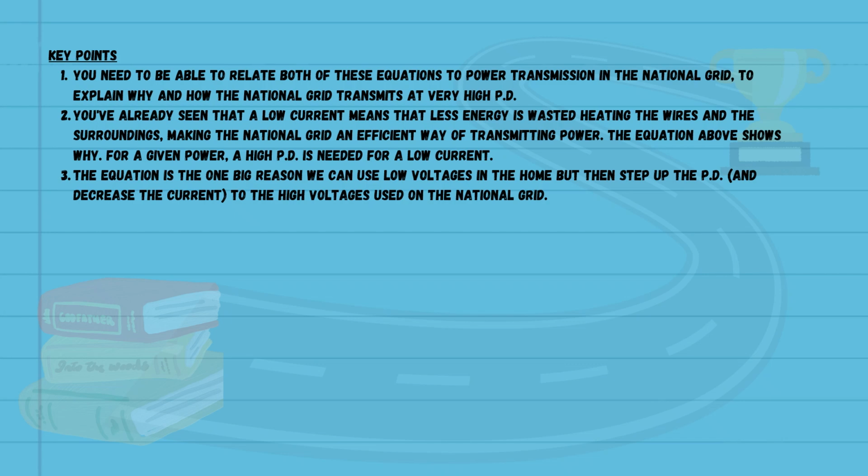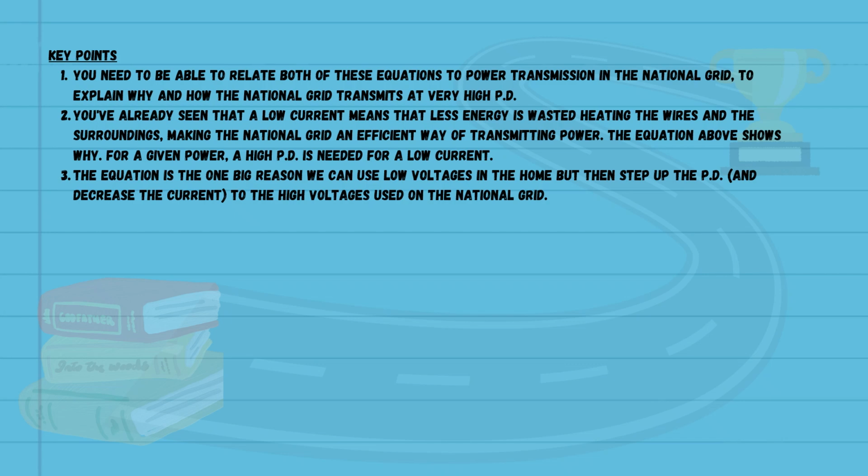The key points that you need to know are: number one, you need to be able to relate both of these equations to power transmission in the national grid to explain why and how the national grid transmits at very high potential difference. Number two, you've already seen that a low current means that less energy is wasted heating the wires and the surroundings, making the national grid an efficient way of transmitting power. The equation above shows the why, and for a given power, a high potential difference is needed for a low current.